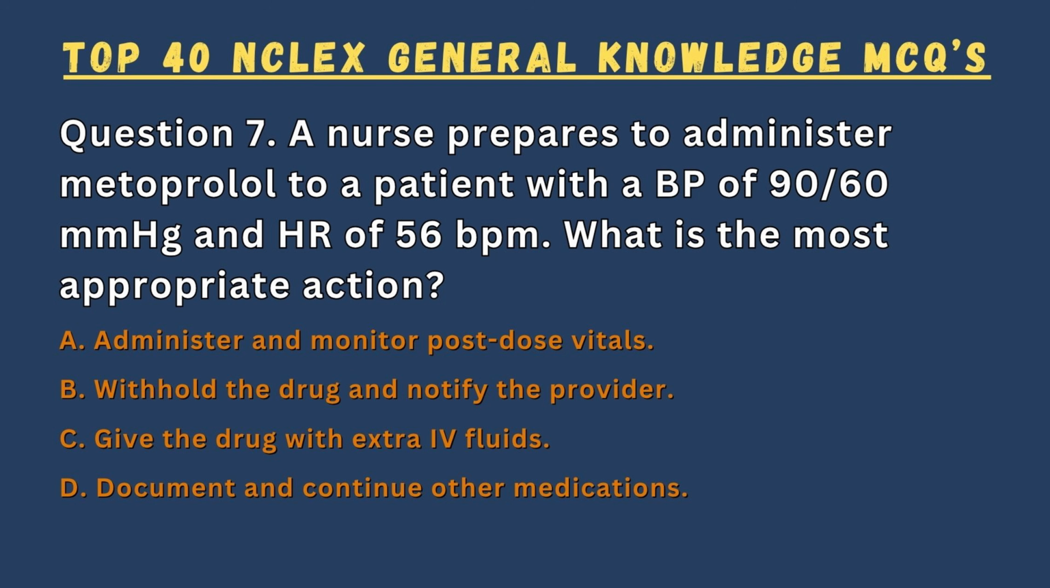Question 7. A nurse prepares to administer metoprolol to a patient with a BP of 90 over 60 millimeters of mercury and HR of 56 BPM. What is the most appropriate action? A. Administer and monitor post-dose vitals. B. Withhold the drug and notify the provider. C. Give the drug with extra fluids. D. Document and continue other medications.